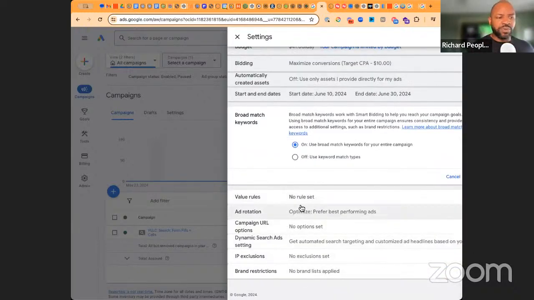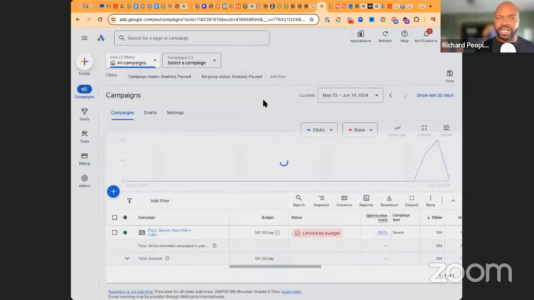Now, there are some other things I won't get into, but you can determine things like ad rotation and schedule times. For instance, you wouldn't want to turn this on and run it all day long from 12:01 a.m. to 11:59 p.m. You would want to run it when you're available to provide the service that you're advertising for. Okay?